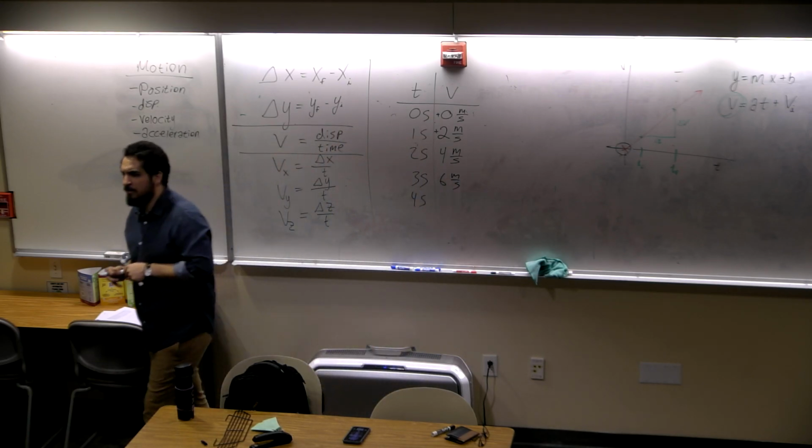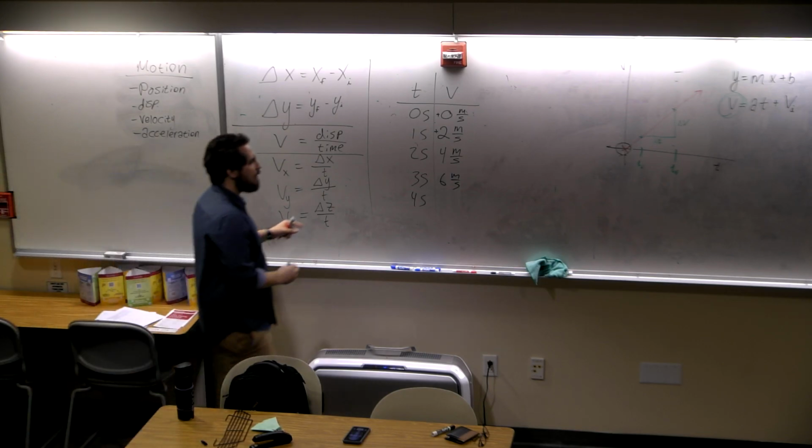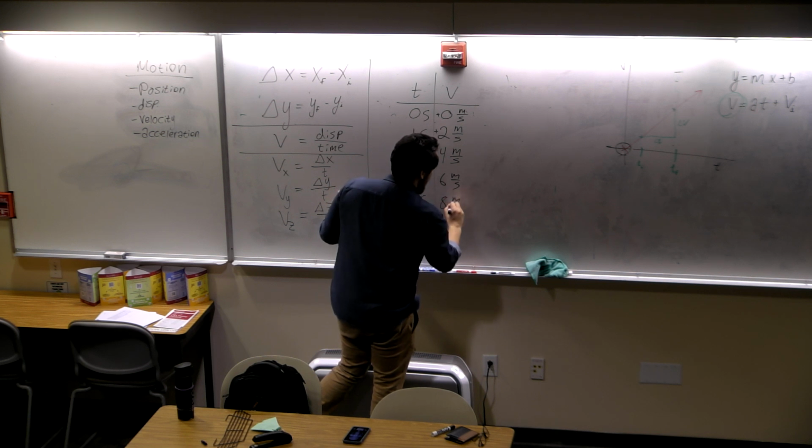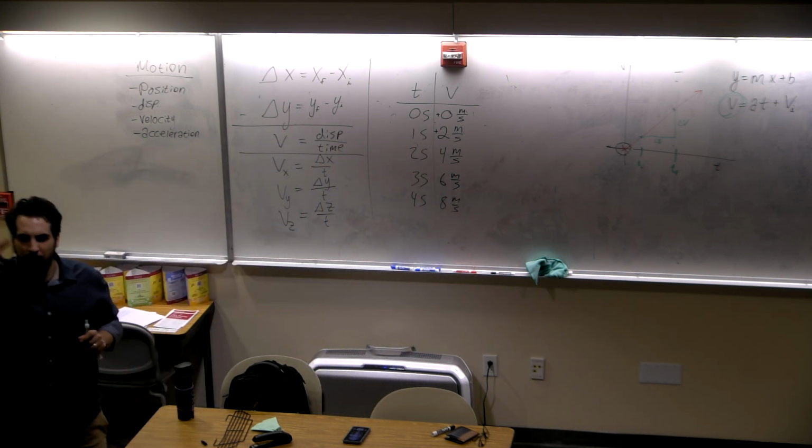And then at 4 seconds, how fast are we moving? Can we make a prediction? 8 meters per second. How do we know that? How did we come to that conclusion? Who wants to raise their hand and tell me how they came to that conclusion?